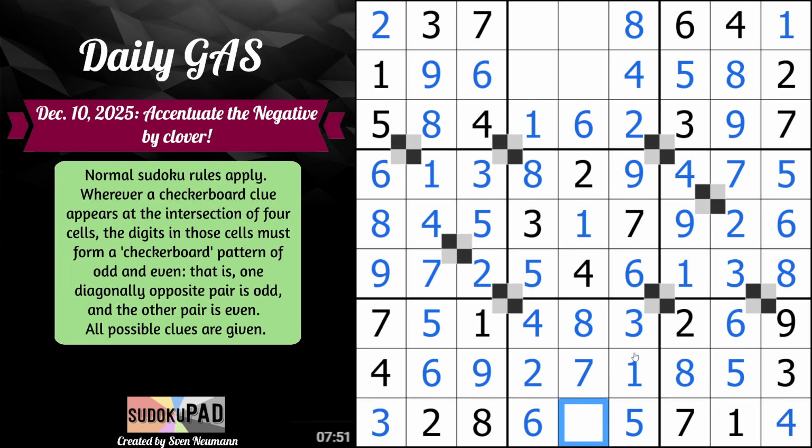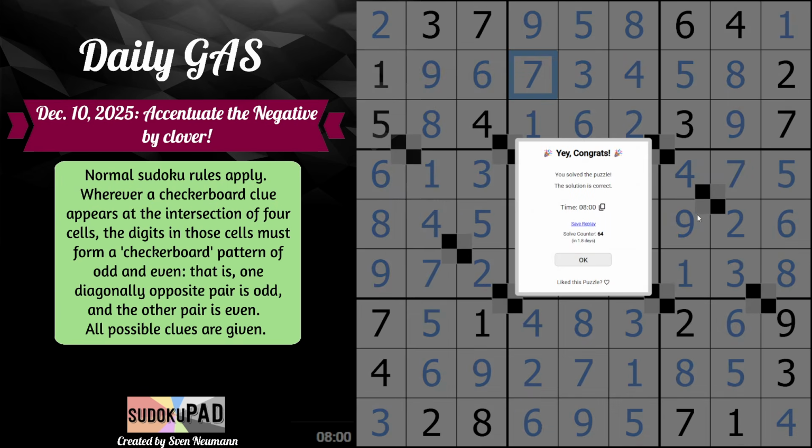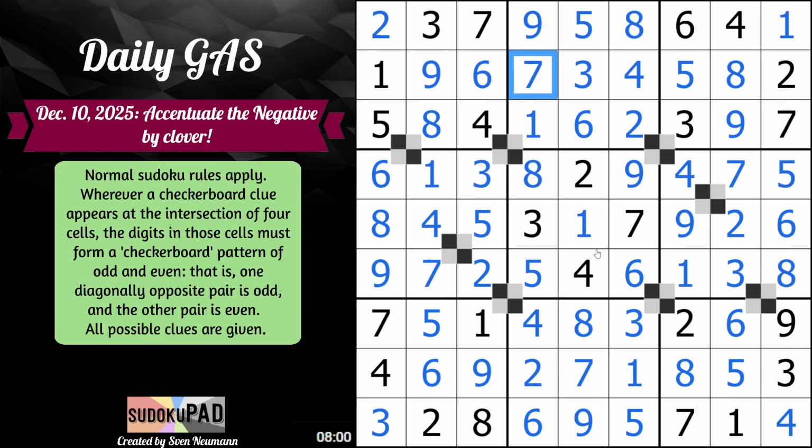Here we have a 9, and we are almost done. 9, 5, and then 3 and 7 to finish us off in exactly 8 minutes with accentuate the negative by Clover.